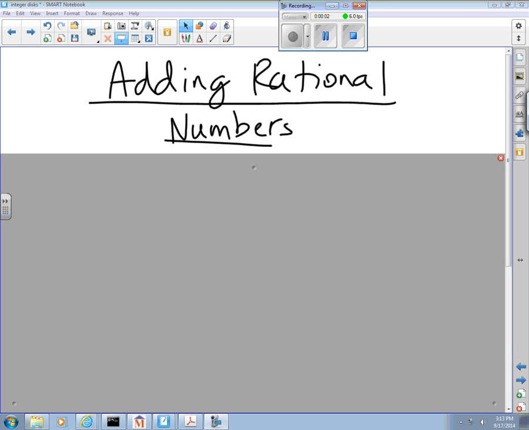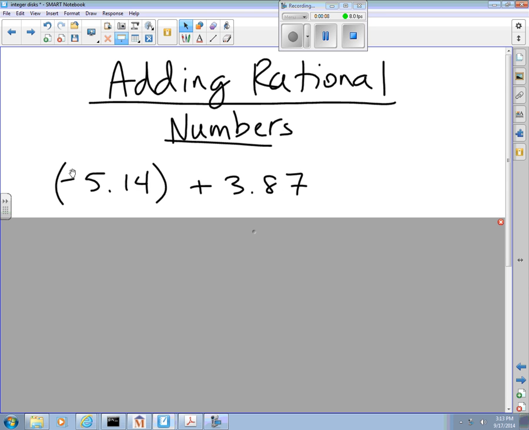Today's lesson is adding rational numbers. So there's the title, adding rational numbers. And our first example is decimals. We're going to add negative 5.14 to positive 3.78.